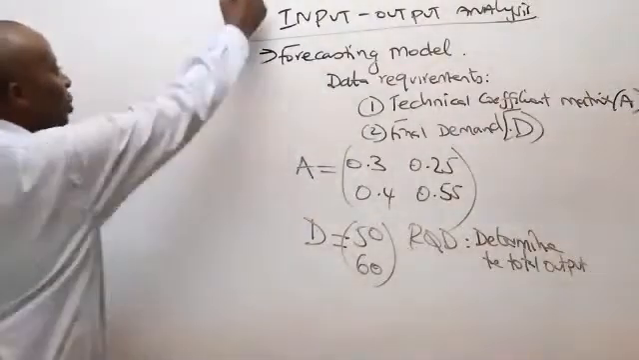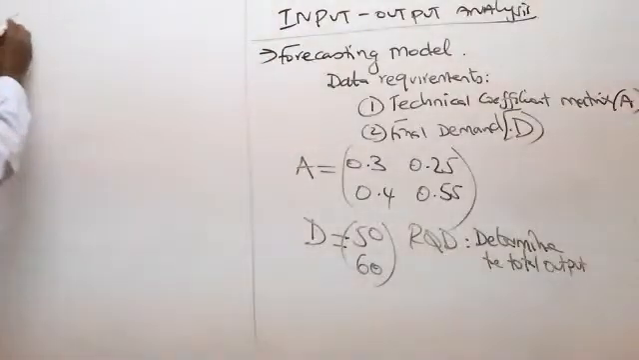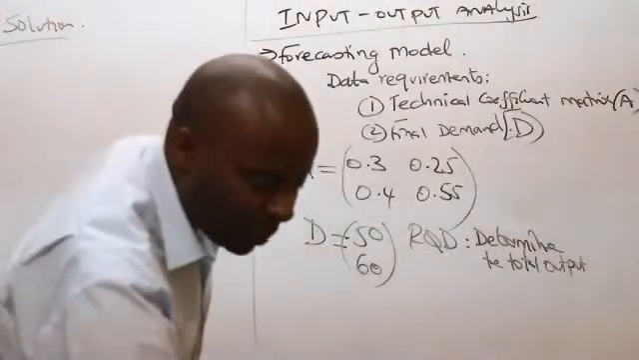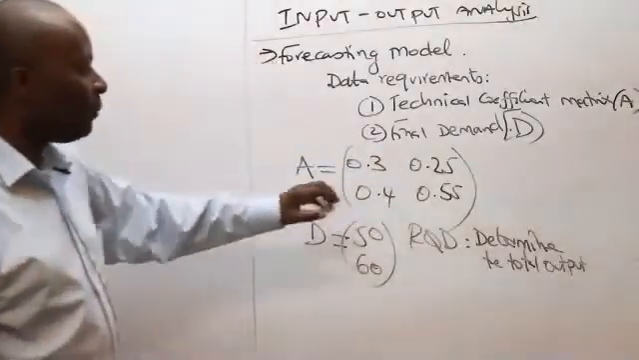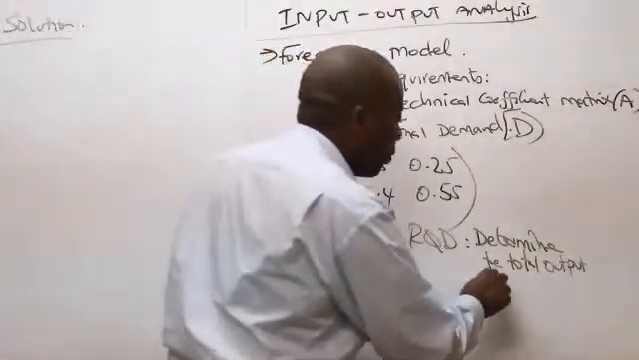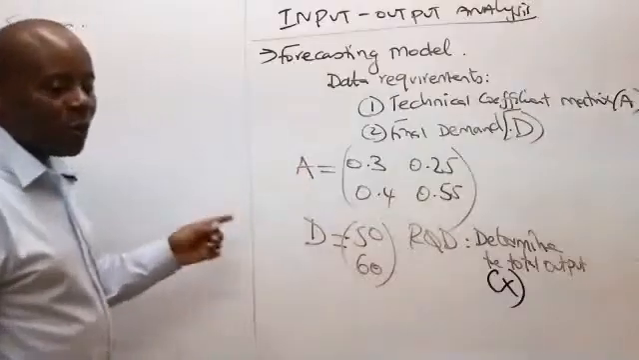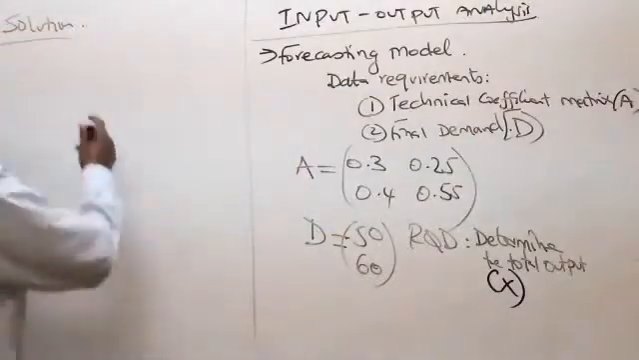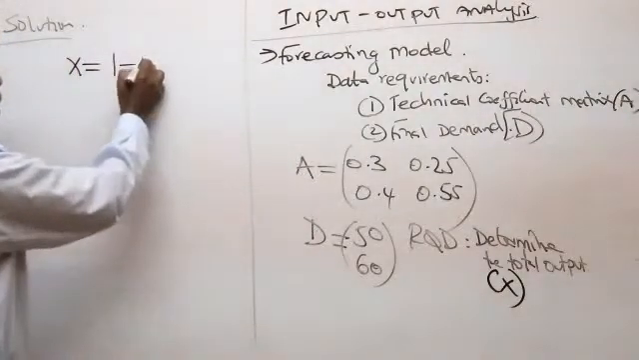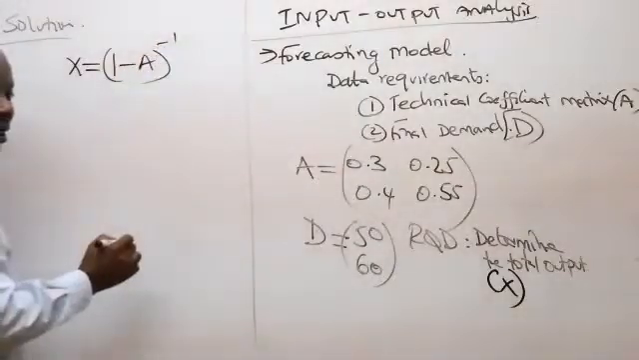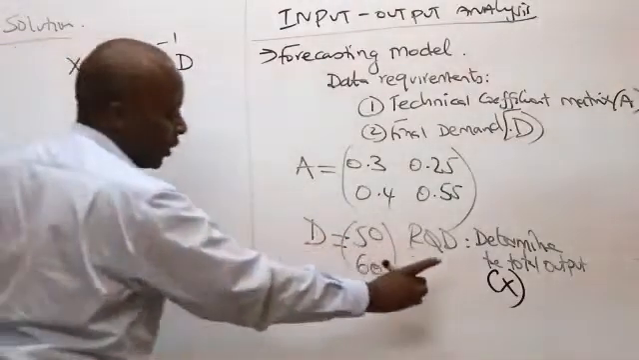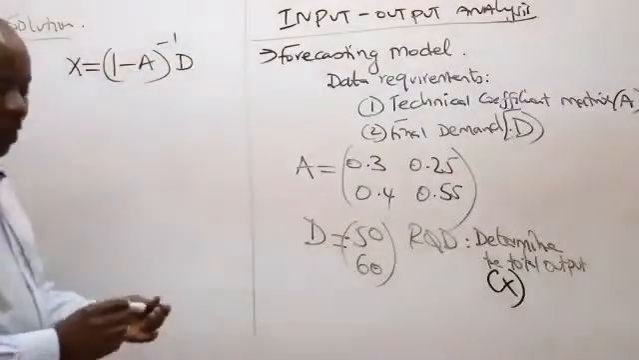Yes, thank you very much. Ladies and gentlemen, whenever you are given the technical coefficients matrix A and D, and you are asked to calculate the total output, which is our unknown X, to get X we shall take I minus A inverse multiplied by D. X is the total output.